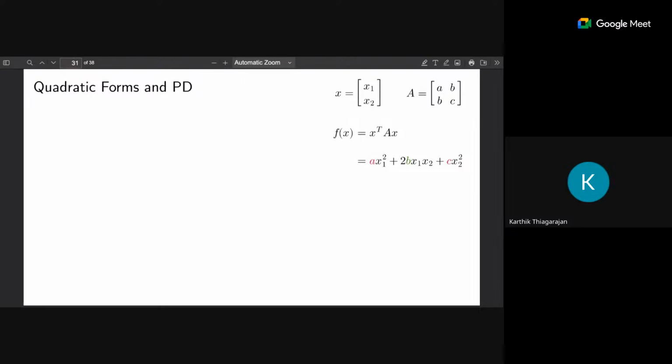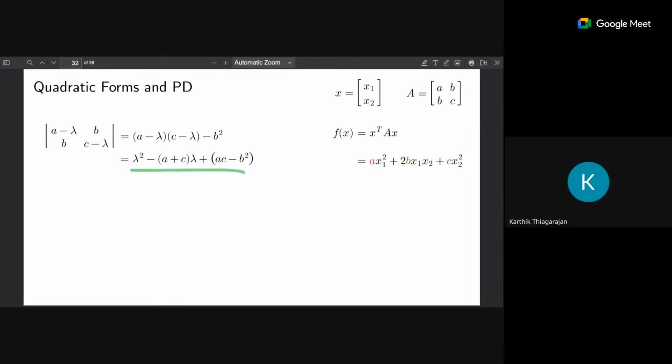How do you know if a quadratic form is positive definite or not? What tests can you do? What have I done here? Can someone tell me? Determinant. Determinant of what? Matrix. Determinant of the given matrix, a minus lambda, b, b, c minus lambda. So it's the characteristic polynomial, right?